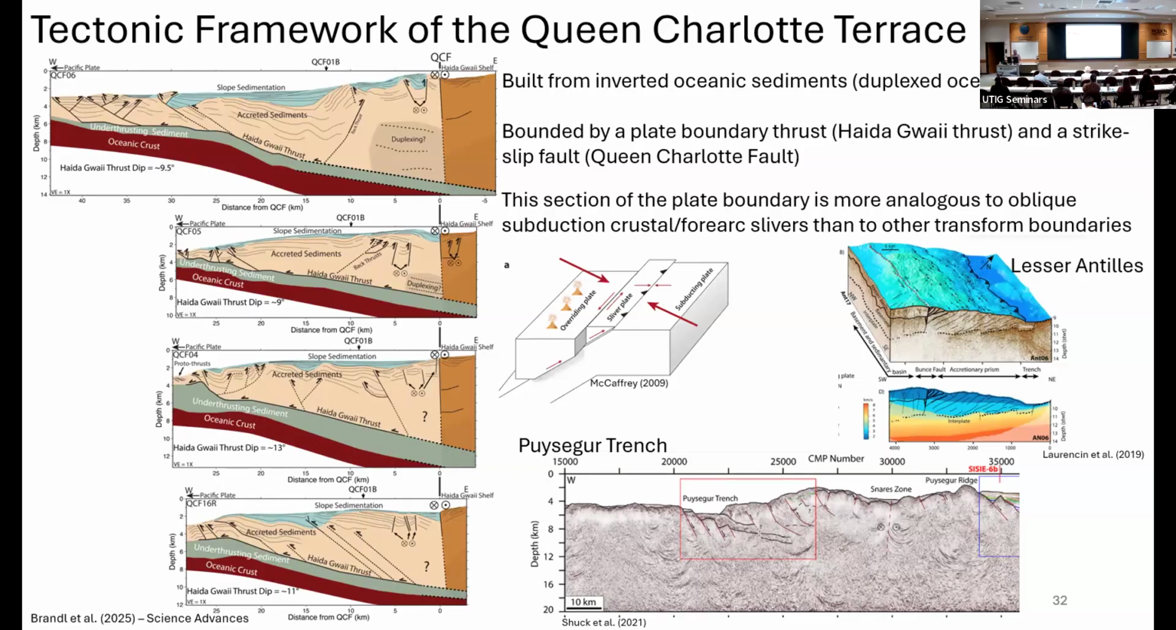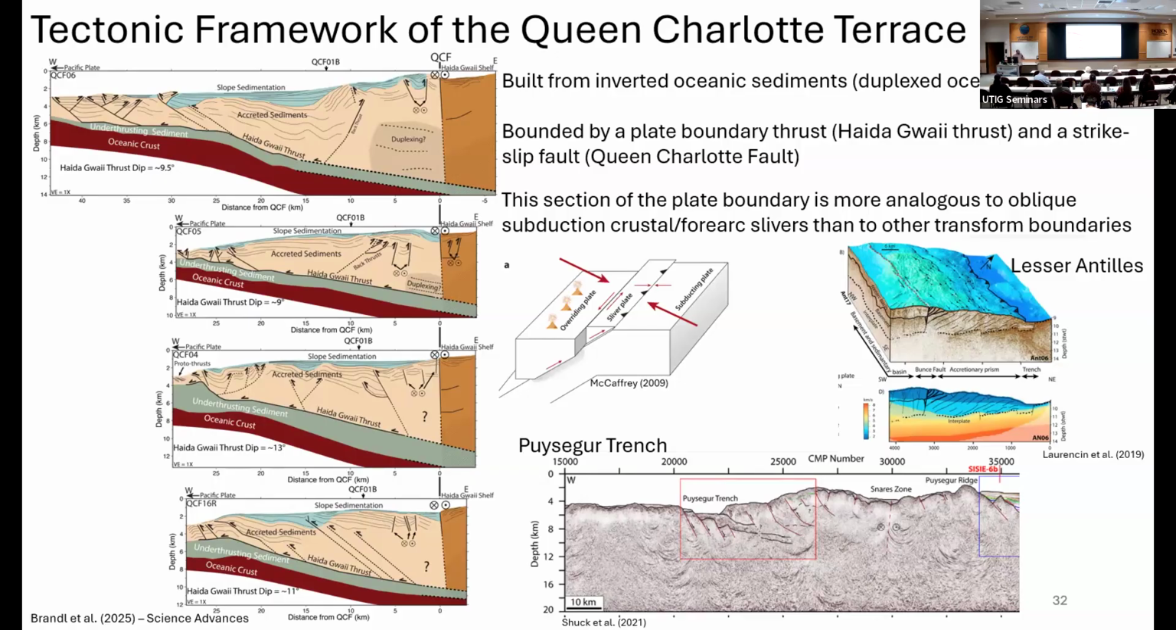This is a very simple cartoon that's based on Sumatra, which has an accretionary prism sliver bounded by the Great Sumatra Fault and the trench. This is an example from the Lesser Antilles, with the Bunce Fault accommodating strike-slip motion, and then you have an accretionary prism accommodating all of the convergence. And then, as I mentioned at the start with subduction initiation, the Puysegur Trench is a similar crustal structure, where you have the crustal sliver bounded by a strike-slip fault and then the plate boundary thrust.